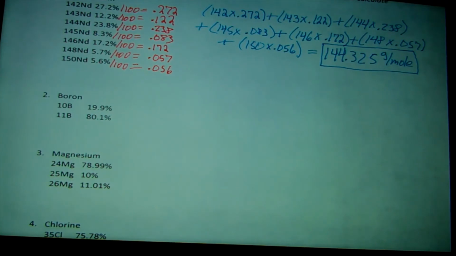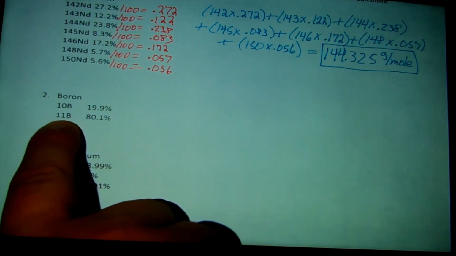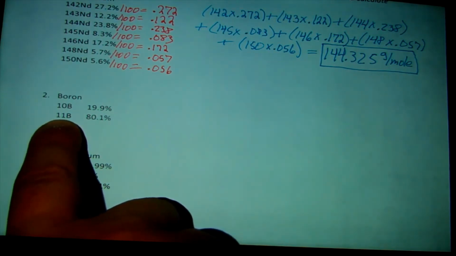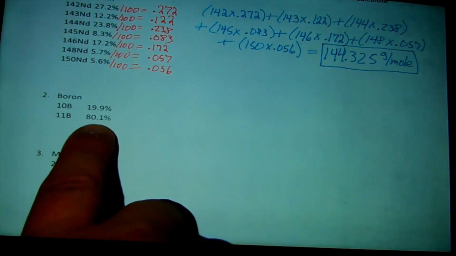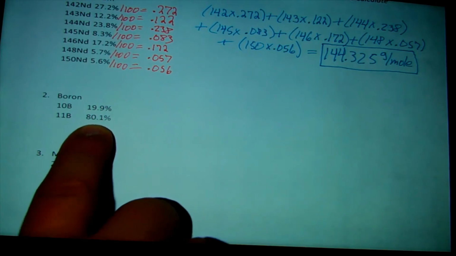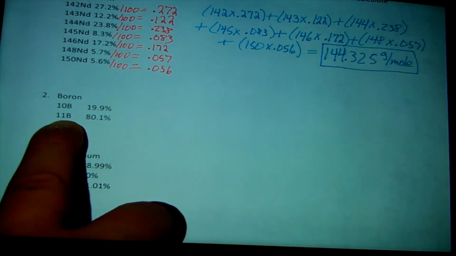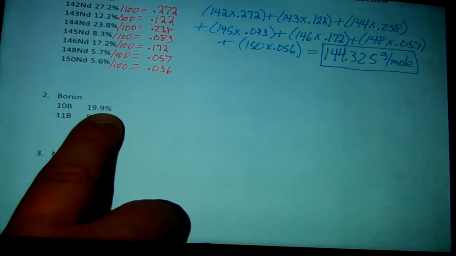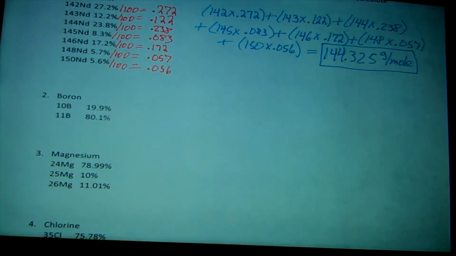Alright, sorry. So on this, talking of boron, you can look at me and tell me boron, the average atomic mass for boron should be really close right here to 11. It should be closer to 11 than it is 10, because 80% of boron that exists is boron 11, while boron 10 is almost 20%. So in this, let's work a calculation with it. We knew what we did before.